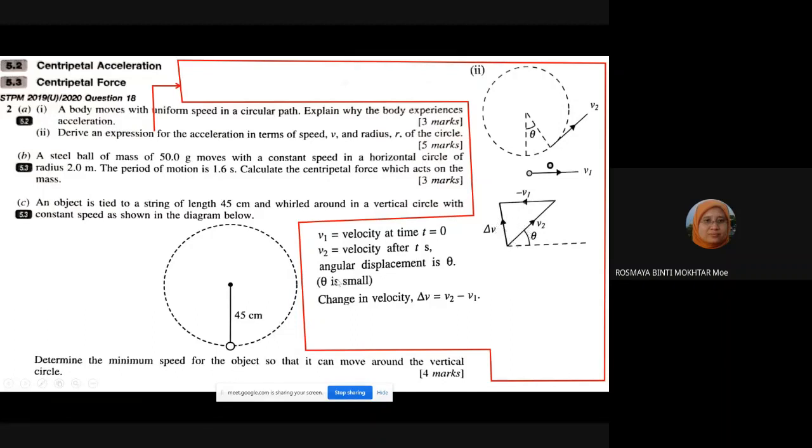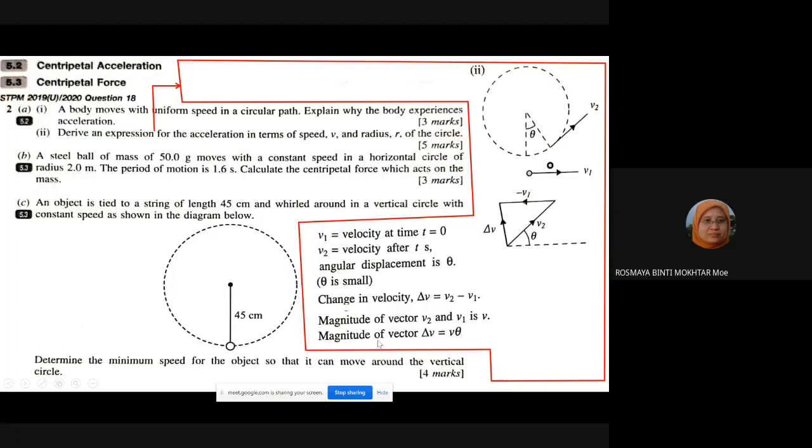Then for small angular displacement, v2 equals v1; they are equal in magnitude. That is why delta v is directed towards the center. You can refer to my lesson notes, the PowerPoint notes. I've given this already in a previous lesson.